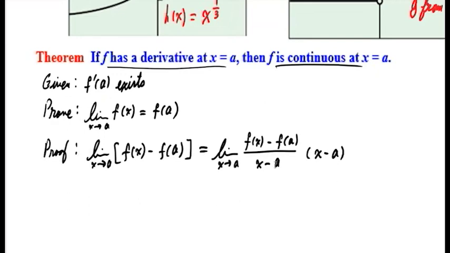But remember, when we say limit, it means x is not equal to a. That's a key concept here, limit, right? If you don't get that right, it'll be forever confusing for the rest of the semester at least. So x is not equal to a, so these two cancel, so they are equivalent. You know what I'm saying?